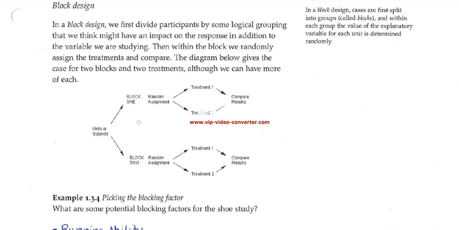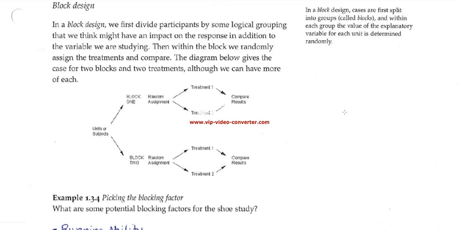variable. So what we do is we take all the units or subjects that are a part of our study and we divide them up into blocks according to that variable. This has 2 blocks. You can have multiple blocks. Then within those blocks, we randomly assign the people to the different treatments and then compare within the blocks.